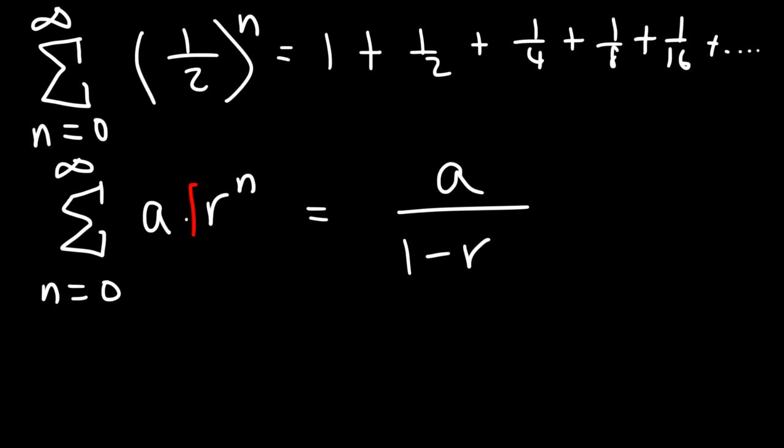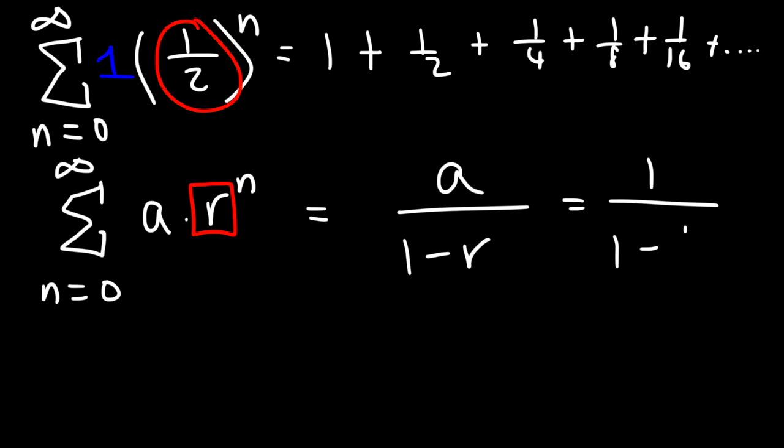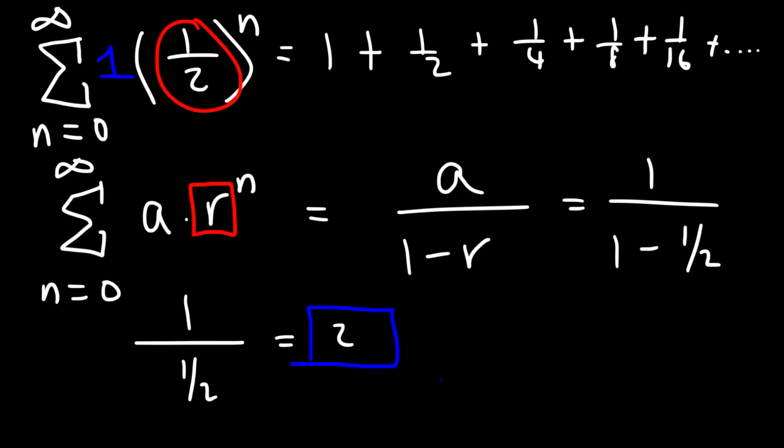So we can see that r is 1/2. But now, what is a? A is the number in front of r. If we don't see a number, it's a 1. So a is 1, r is 1/2. Now, 1 minus 1/2 is 1/2, and 1 divided by 1/2 is 2. So the sum of this infinite geometric series is equal to 2.